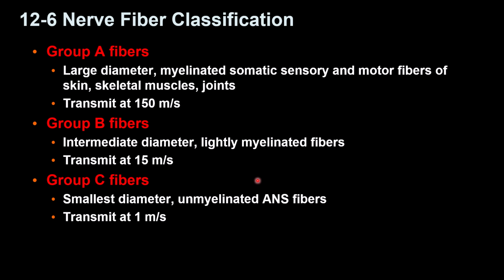Group B, they are myelinated, but they are not as thick, so the transmission is a little bit slower. So you can see it in some of the fibers that are carrying pain, for example. And group C, they are smallest in diameter, they are unmyelinated, and you can see it in an autonomic nervous system, so at a subconscious level.